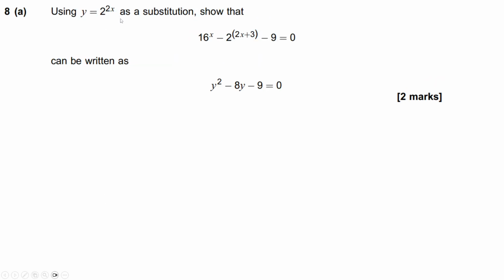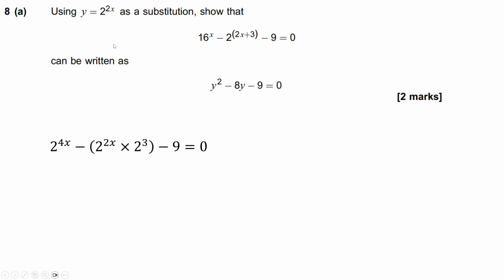Using y equals 2 to the power of 2x as a substitution, show that this can be written as that. This is 2 to the power of 4x. And then this here, you can write as 2 to the power of 2x multiplied by 2 to the power of 3, because when you've got the same base, you can just add the powers. So, it's fine to write this like this.